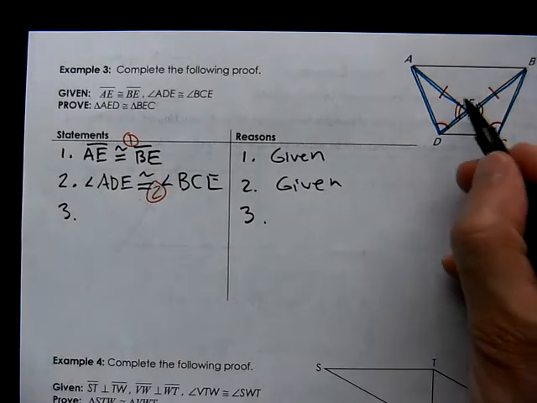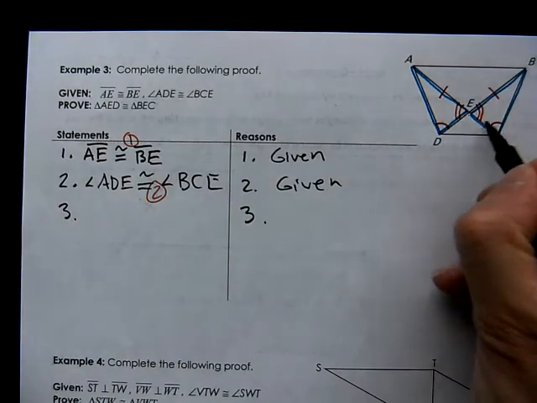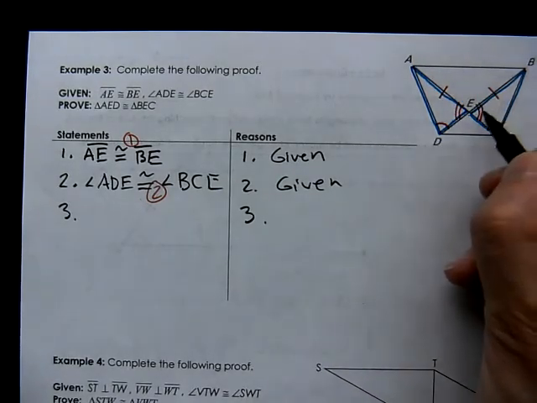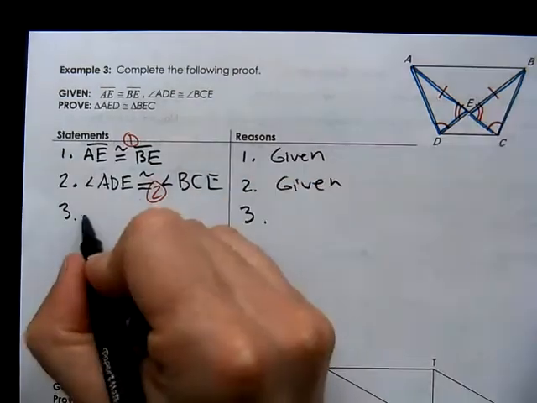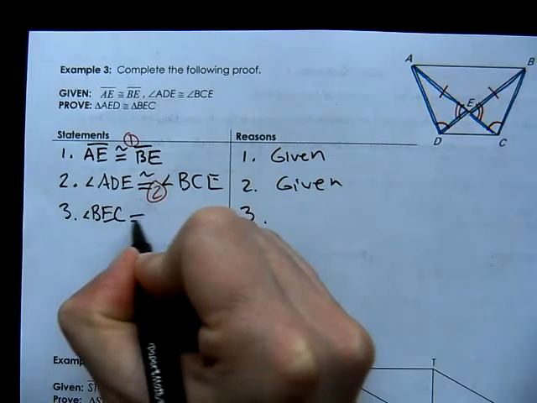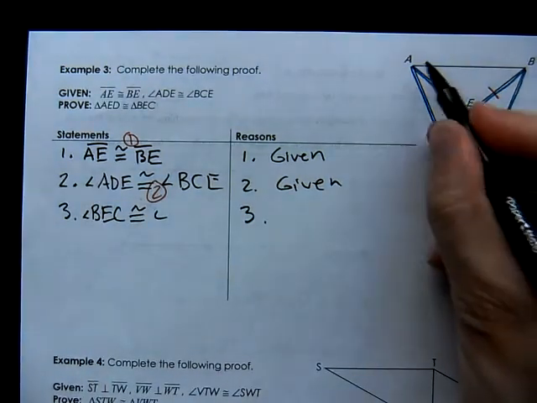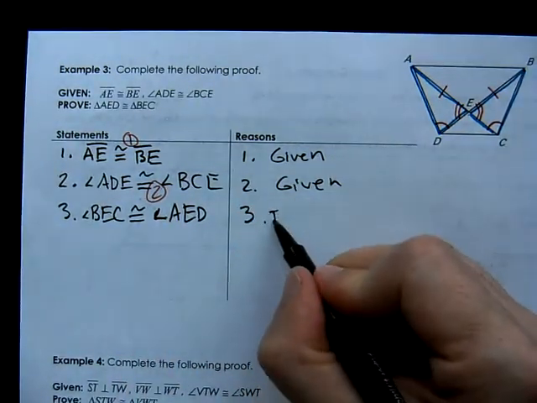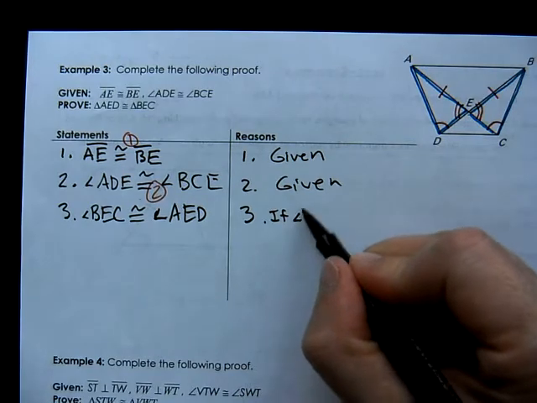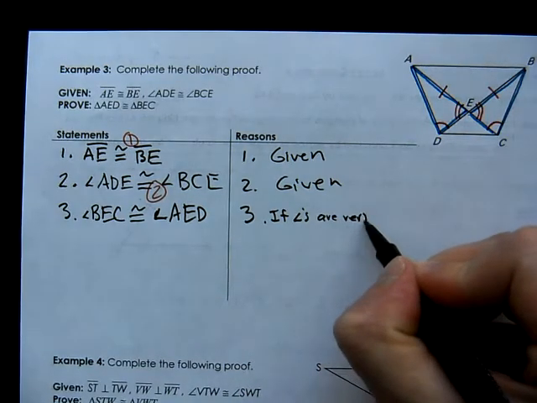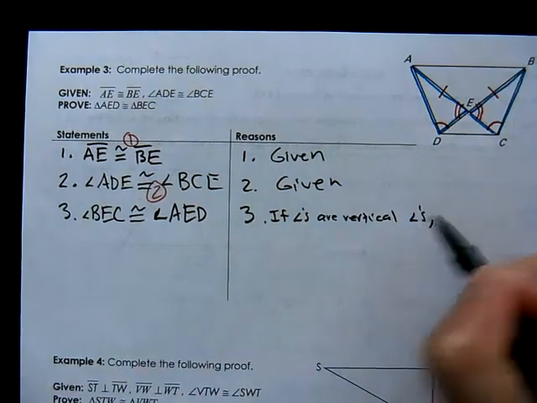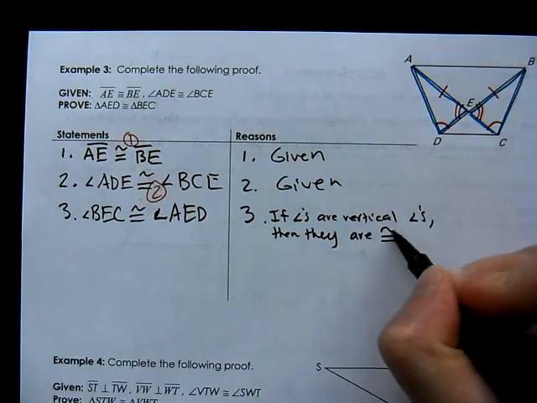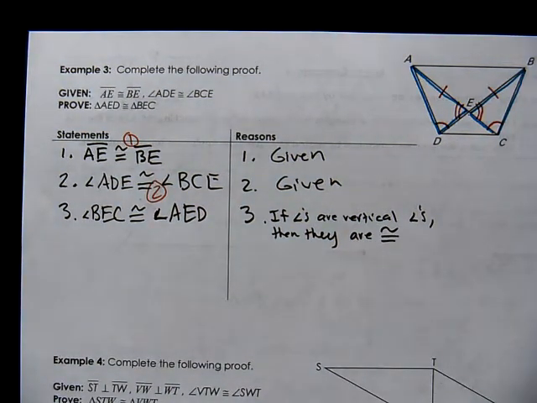Don't call this angle E. We have too many other angles that exist at E, and we don't want to confuse which angle we're talking about. So we need this angle on the right, so it's angle BEC. And we need this angle on the left, that's angle AED. So if angles are vertical angles, then they are congruent.